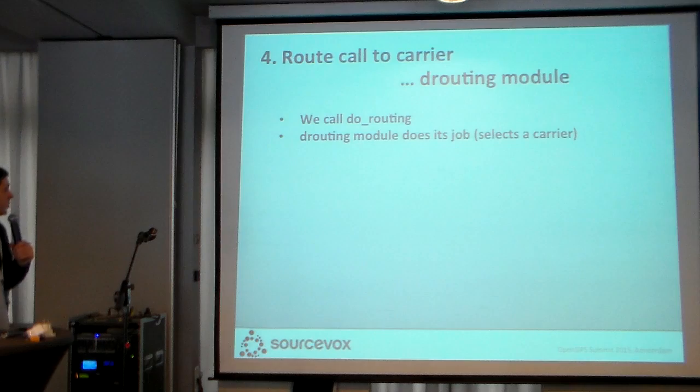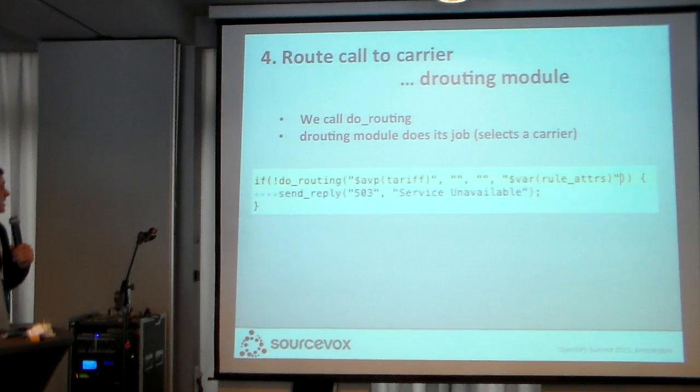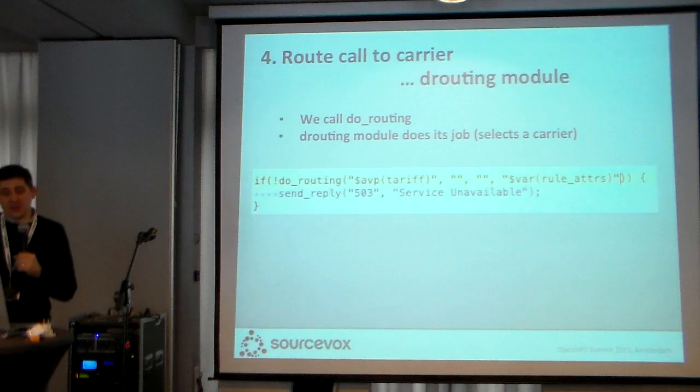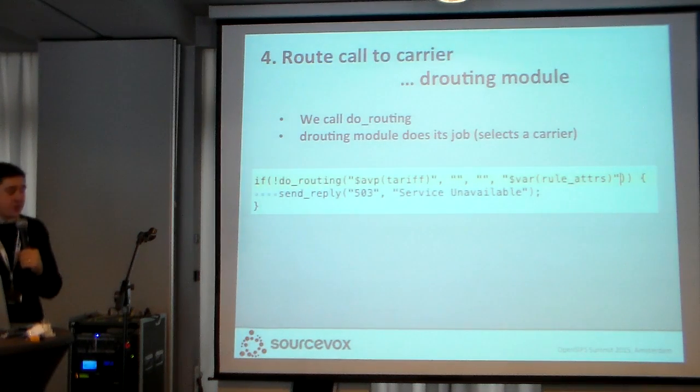And we simply call do routing. The dynamic routing module does its job and selects a carrier using this function. So here we have the AVP tariff, which we know is 11 from the information we pulled out earlier. And then we have the rule attributes, which we would like to pull out so we can use it to make some further decision making.